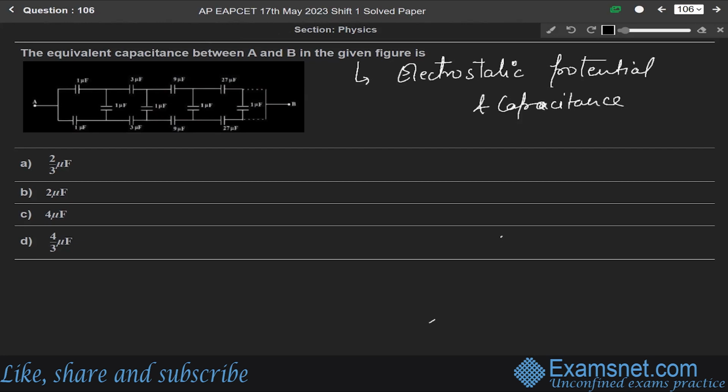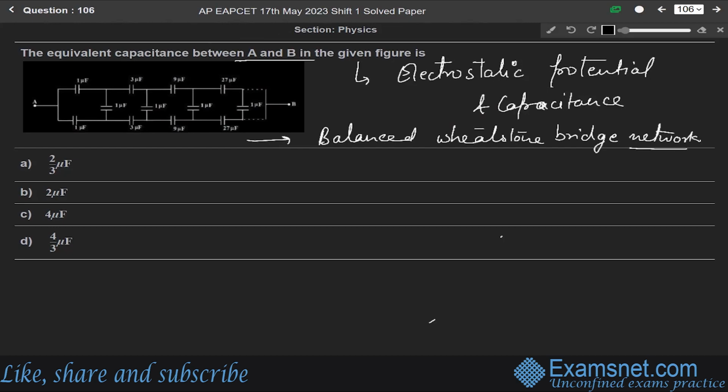So now in this figure, for the given circuit diagram, we have to find the equivalent capacitance between A and B. If we consider it as a balanced Wheatstone bridge network, considering it as a balanced Wheatstone bridge network.